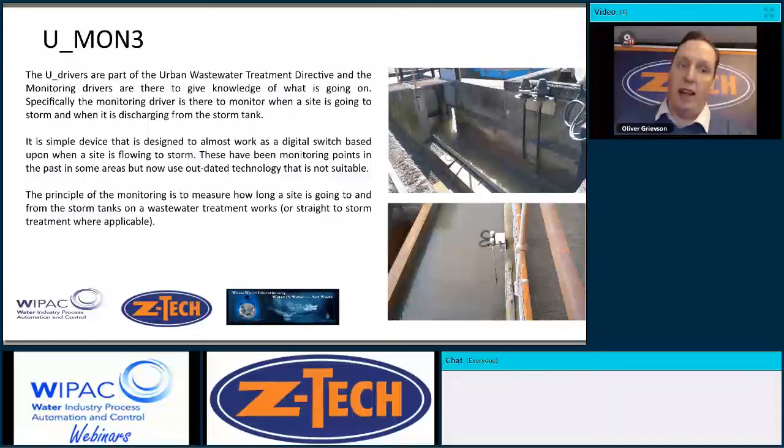But again, we have to make sure that installation is correct. You don't want to put a control device right next to the storm weir. You want to make sure everything is working correctly. So there's some things around measuring and controlling flows that even almost 20 years into the MCERTs program, we as an industry still aren't necessarily getting right.